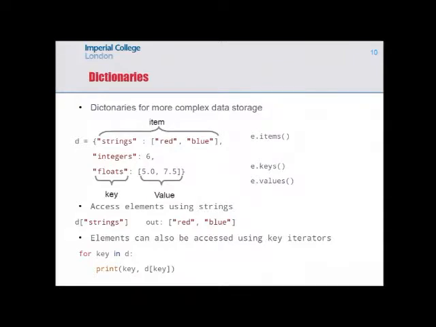So for example, D of strings will give us red and blue. D of integers will give us 6, and so on. So it's another way of storing data that's particularly useful in particular cases. And again, we can iterate through these in the same way. So for key in D, and in this case, we're actually accessing elements of the dictionary using the key command.